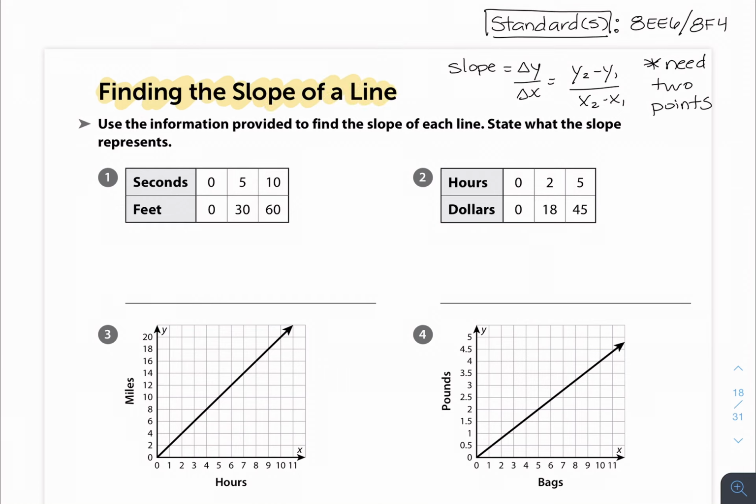Alright, so this is something we have done before. In order to find the slope of a line, you need 2 points. And you'll either get those 2 points from a table, from a graph, or from a word problem. In this case, we won't be using any word problem, so it's either a table or a graph.